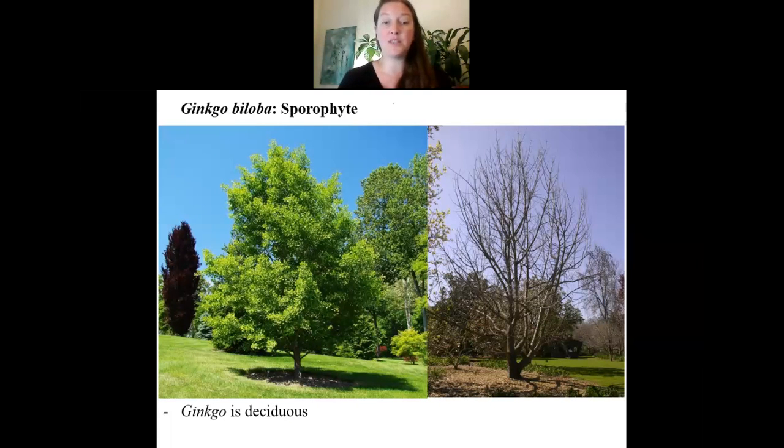Ginkgo is deciduous. Oh, and I should have mentioned, the cycads that we just talked about tend to be evergreen. Even though they occur in the tropics, we still consider that evergreen, so they don't lose their leaves every year. Ginkgo, on the other hand, is deciduous, meaning it loses its leaves every single year, right? So here's ginkgo in the summer, and then here's ginkgo on the right in fall, already has lost all of its leaves.